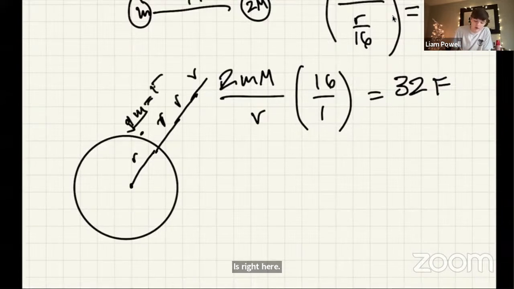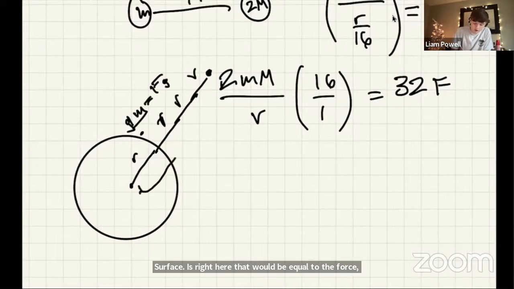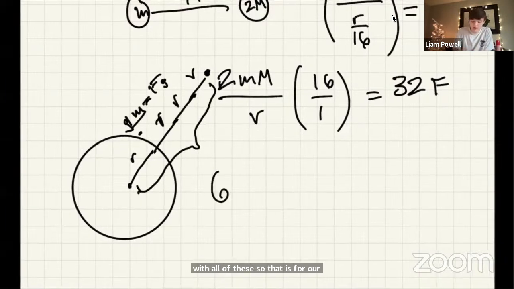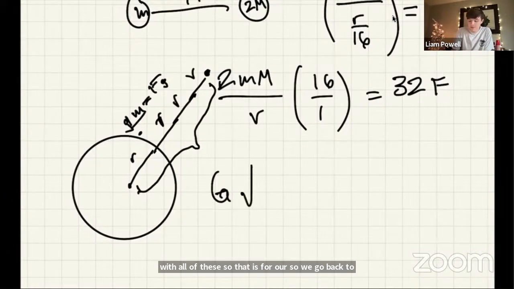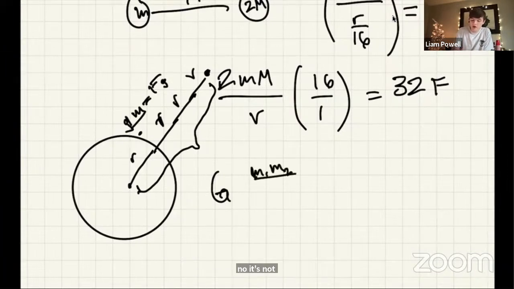that would be equal to the force due to gravity. And then when we look at the satellite's force out here, we calculate our force the same way. So that is 4r. So we go back to that equation. That's super useful. Wait, is it squared? No, it's not. Mass 1, mass 2 over 4r squared. So we don't really look at that.